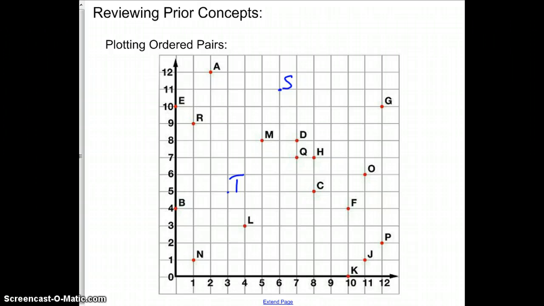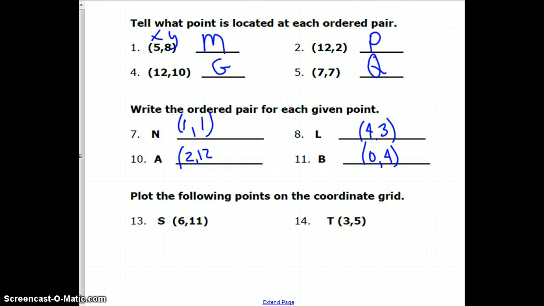If you flip, then, we're going to start reviewing some prior concepts that you would have learned in previous years in your math classes. So plotting ordered pairs is key to graphing. If you flip to your next page, we'll go through some questions. So start by telling me which point is located at each ordered pair. You'll notice that the x coordinate comes first and the y coordinate will follow. So go through questions 1 to 5, checking your answers with what I've given you here. Then you can move on to writing the ordered pair for each given point.